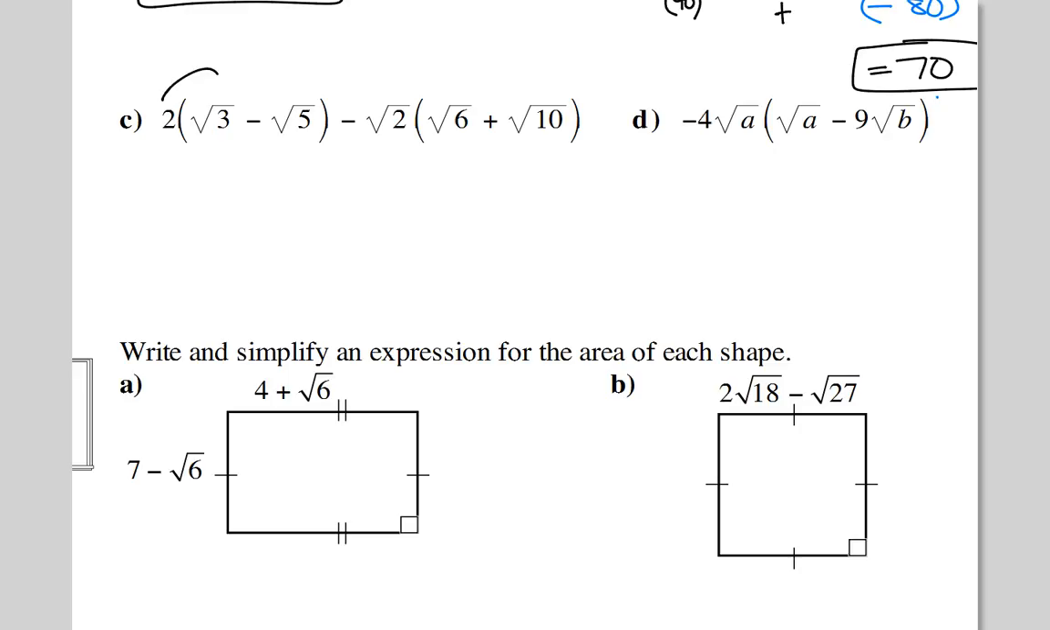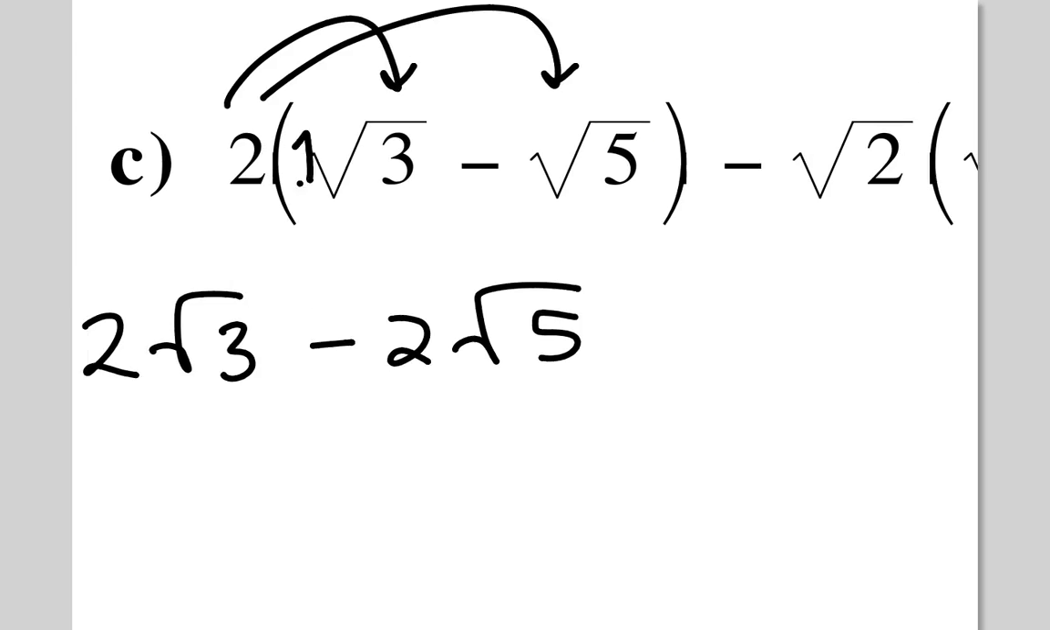So all we have to do is distribute a 2. That's not going to do anything. So 2 root 3 minus 2 root 5. That was very easy. Just because I'm just attaching, like, what's in front of these radicals but a 1, right? So you're just timesing by 1. You're going to get the same thing, right?